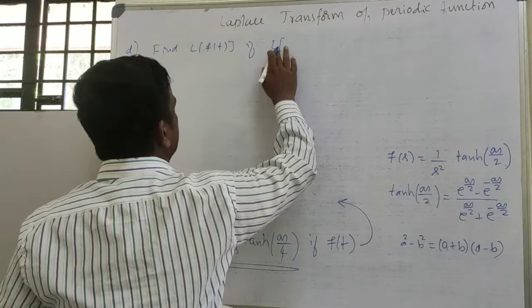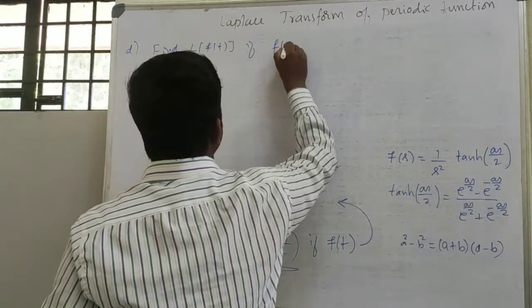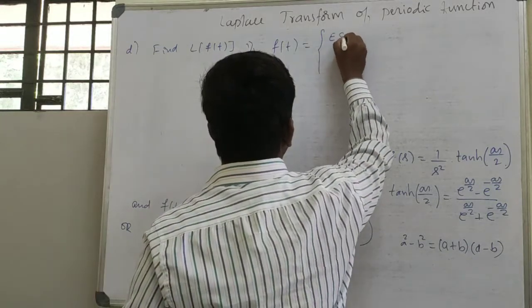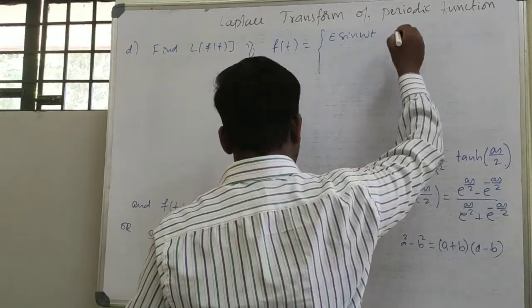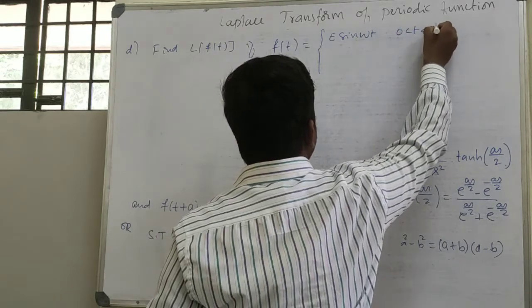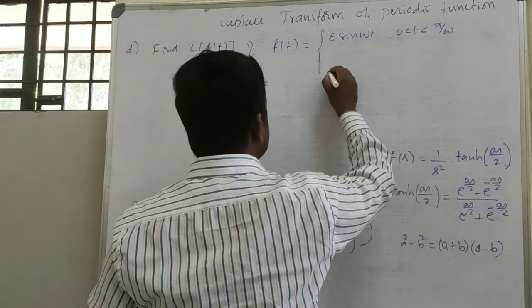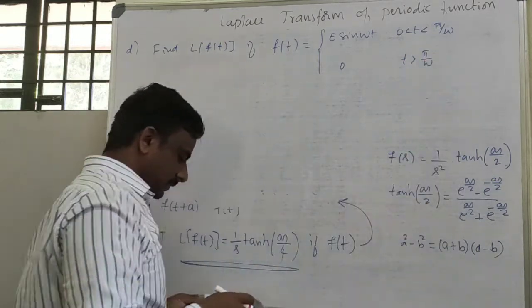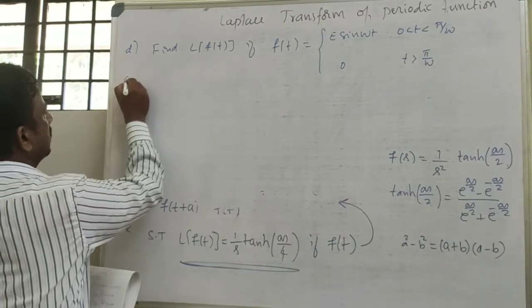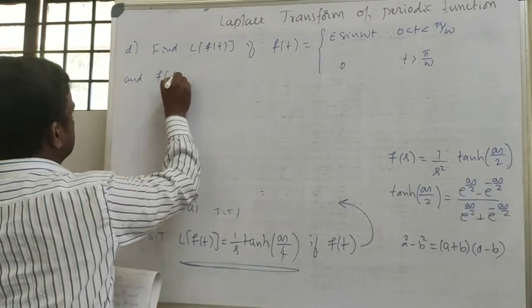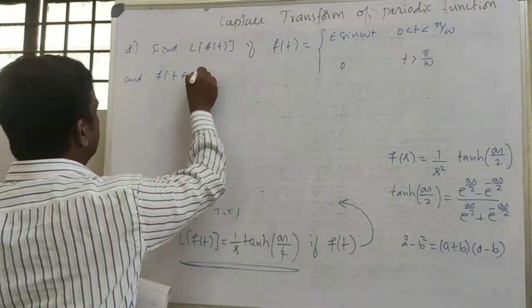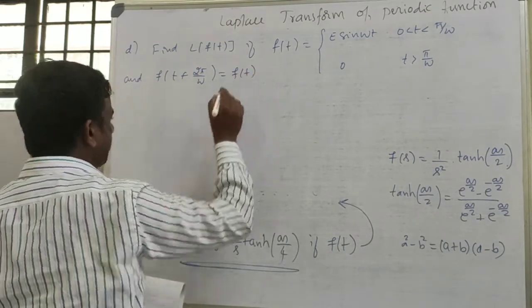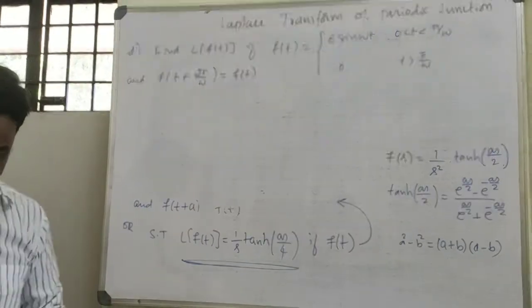L of f of t, if f of t equals e sin omega t if 0 less than t less than pi by omega, and 0 if t greater than pi by omega, and f of t plus 2 pi by omega equals f of t. Now we need to find the Laplace transform of this one.